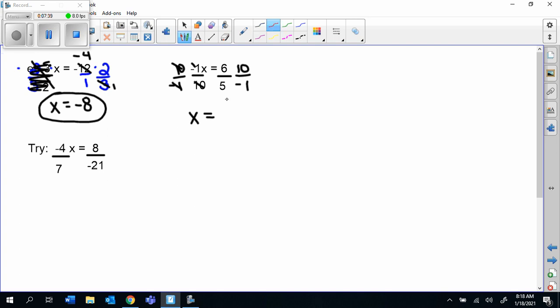And then I can cross out any common factors. For instance, 5 goes into 10 twice. So 6 times 2 is 12, but I do have this -1 right here, so the final answer would be -12.